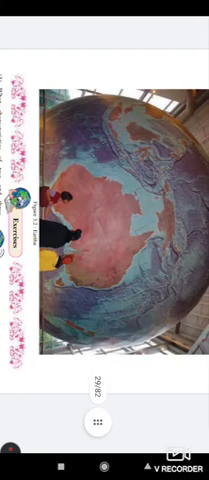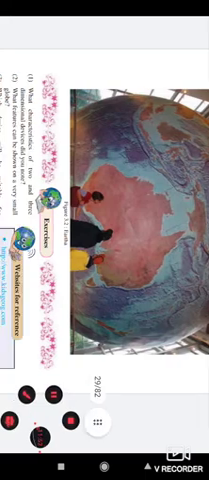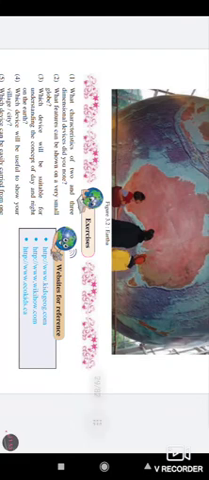Student, we already learned about this globe. You have to do this exercise. If you find any difficulty, you can share it with me on my personal number. Okay.